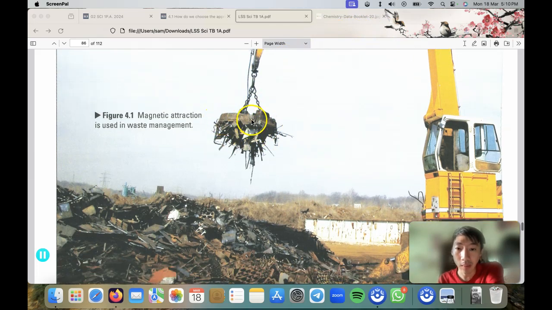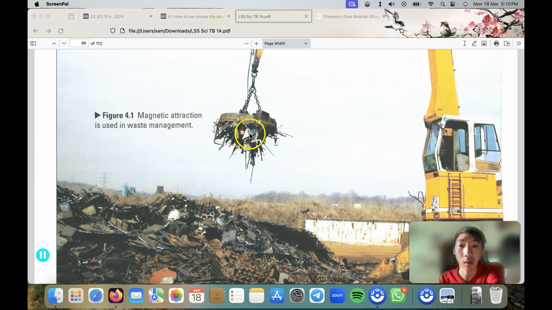And when this is magnetic, then the metallic objects, right? Some metallic objects contain things like iron, nickel, cobalt, right? These are the 3 commonly found magnetic metals. Okay, so not all metals are magnetic, but these 3, iron, cobalt, and nickel, are magnetic, and so they will be attracted to the electromagnet.